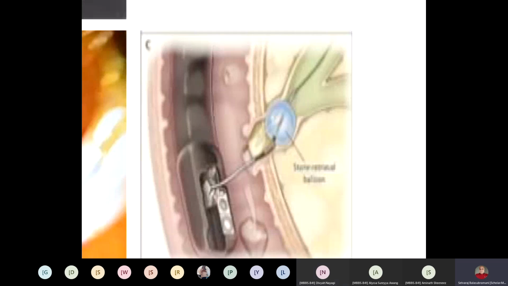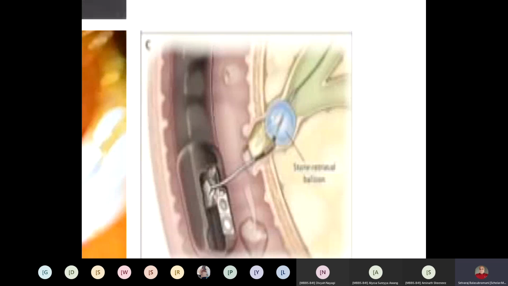So the balloon, when you are introducing it, will be in a deflated state. After introducing it inside the CBD, you have to inflate the balloon and then pull it out. Along with the balloon, the stone also will get extracted. It will come to the duodenum. Then you need not bother about it. It will come down and it will come out in the fecal matter. This is how you have to remove the stones. This is called balloon sweep.